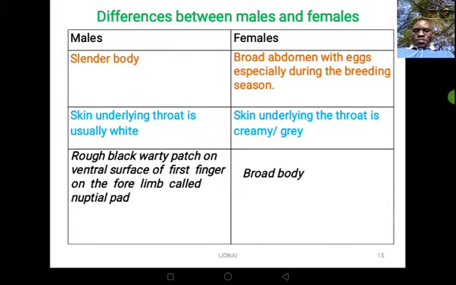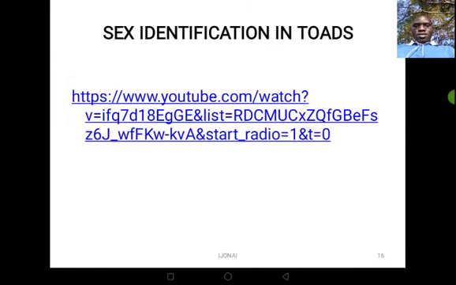The males have a rough black patch on the ventral surface of the first finger on the forelimb called the nuptial pad. So when you look at the forelimbs, the first finger is equipped with a patch or a pad called the nuptial pad, and it is always protruding and prominent. You can easily see it. And that nuptial pad is usually used for holding the female tight during mating. Yes. Meanwhile, the females do not have it.